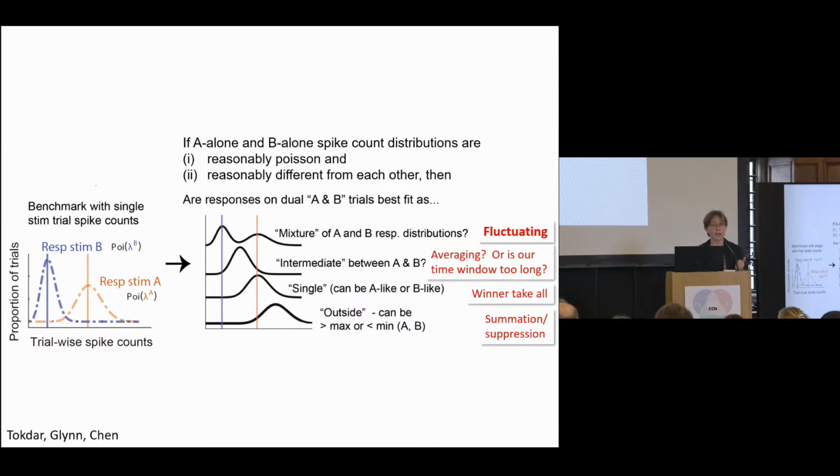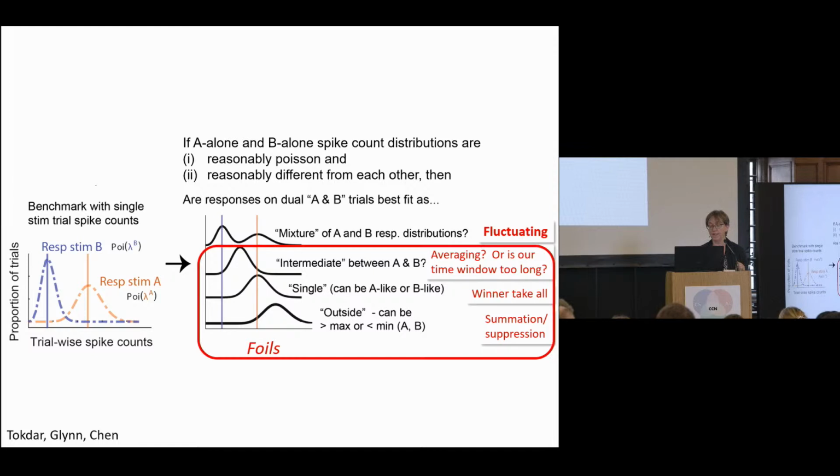Nevertheless, our key model outcome of interest here is going to be whether or not we see a mixture of two Poisson distributions that are anchored to these benchmarks that we observe with the A alone and the B alone trials. So to just recap, these are basically our foils, and this is going to be the outcome of interest for what I'm going to tell you about.